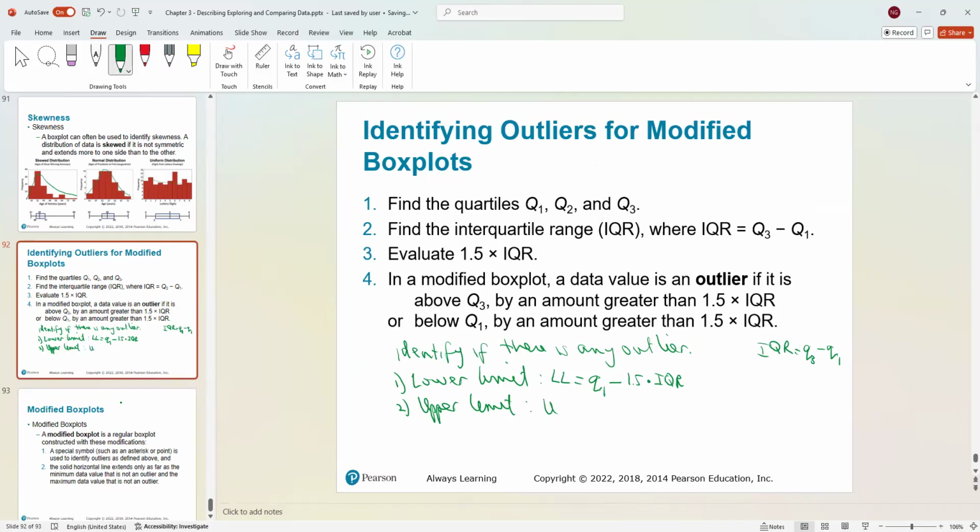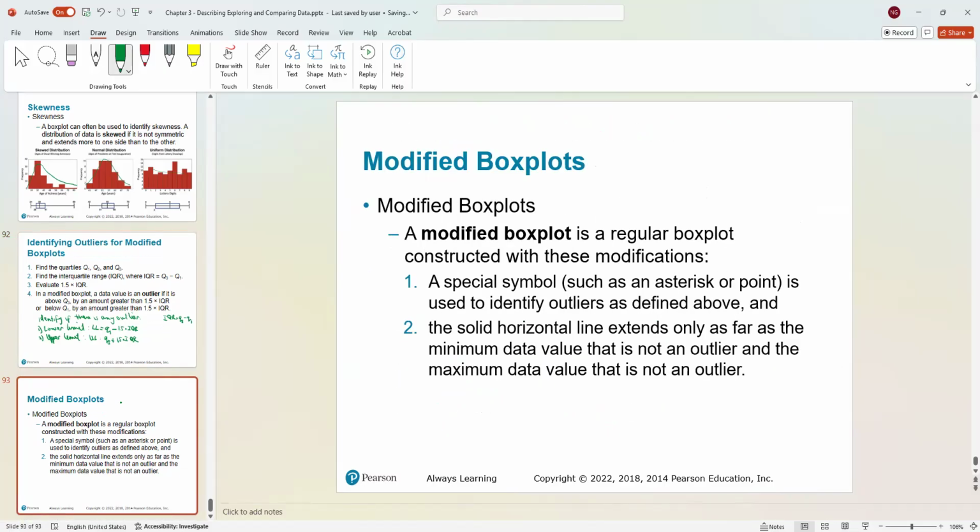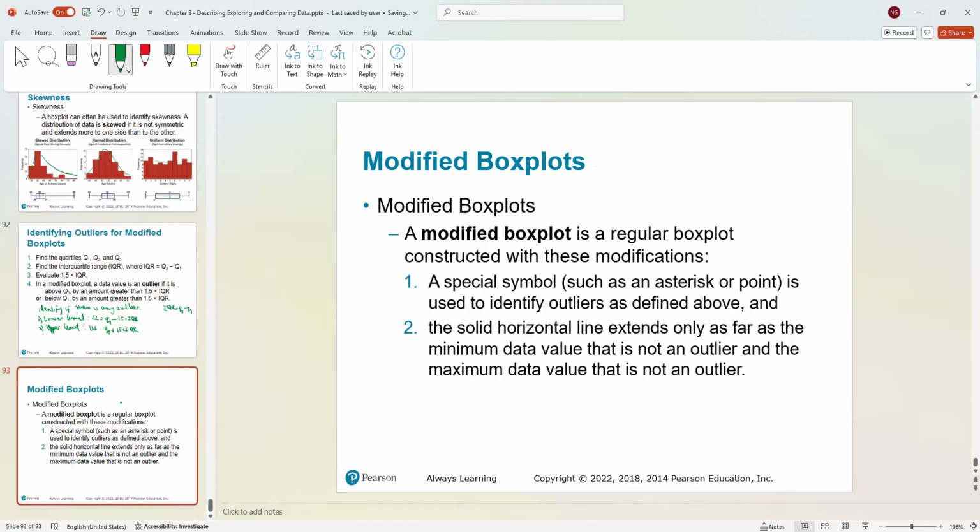Upper limit, UL: you take Q3 and add 1.5 times IQR. If any data falls below the lower limit, it's an outlier. Any data that falls above the upper limit is an outlier. If any values fall below or above these limits, it's an outlier. Then you need to construct a modified box plot.